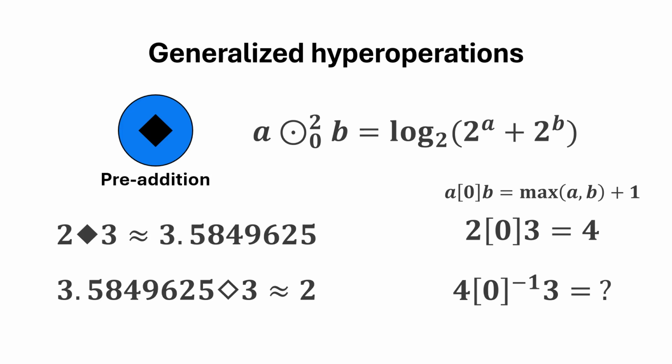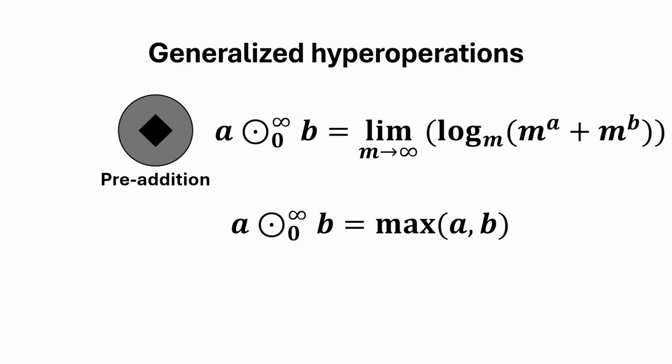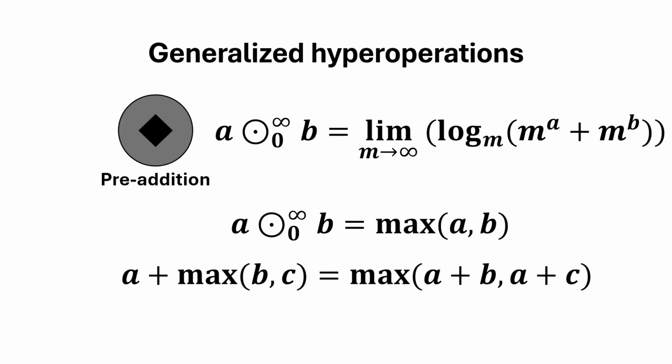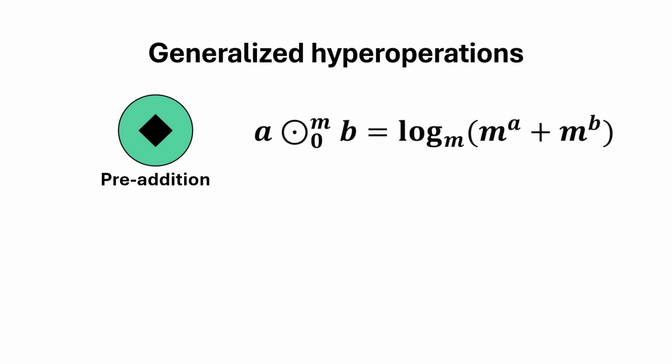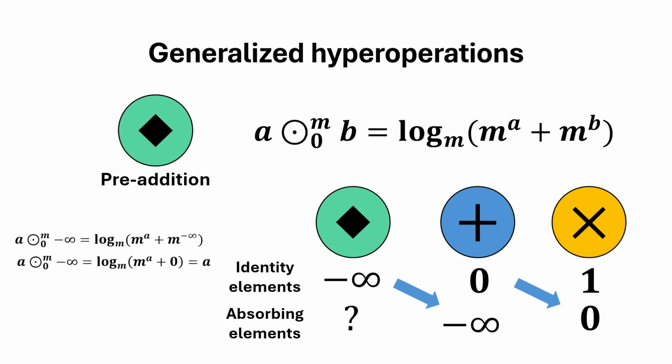If we take an infinite base, on the other hand, or in rigorous terms, take the limit as the base goes to infinity, this operation becomes the same as the max operation, which simply means taking the maximum value between the two. Interestingly, addition distributes over the max operation, and the relationship between the two is studied in tropical geometry. But what is the identity element of this operation? It should be the absorbing element of addition. Negative infinity could be our best guess here since it fits perfectly. The absorbing element of pre-addition, however, would be trickier to define.